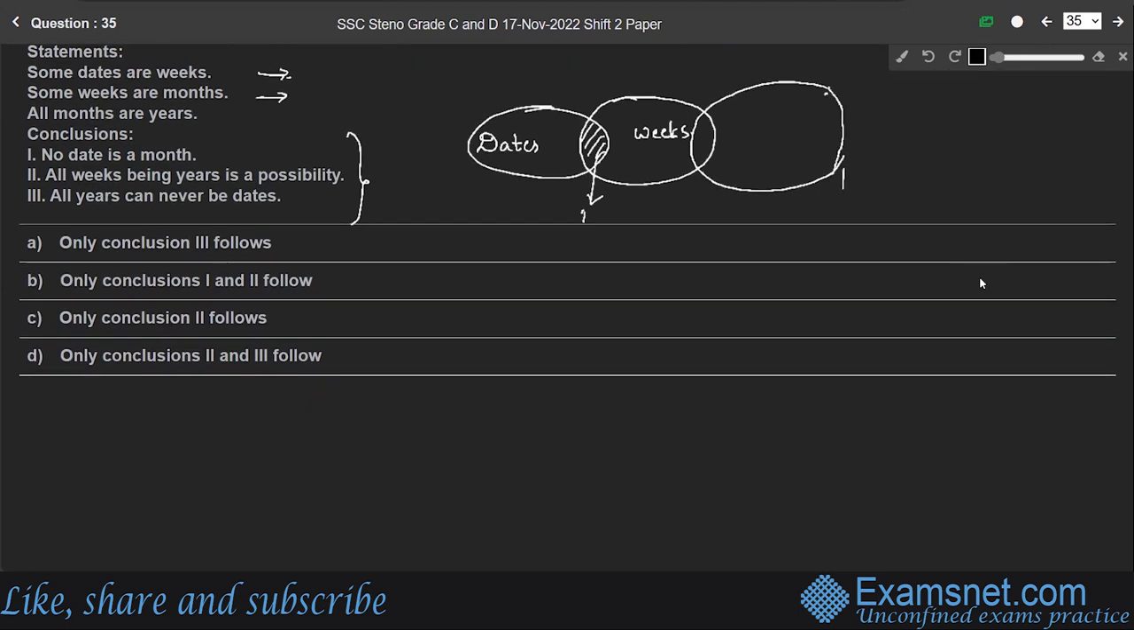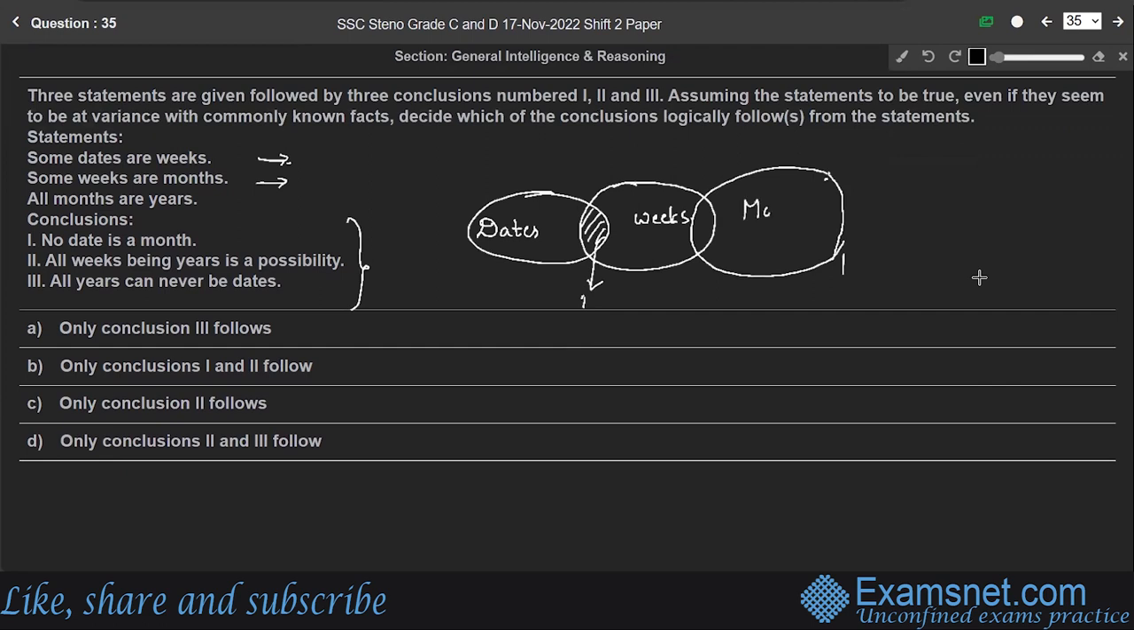Some weeks are months. So, the third set of months, right? And the third one, all months are years. So, the set of months is completely included in the set of years. Therefore, all months are years. Right, now coming to the conclusion part, no date is a month, right?